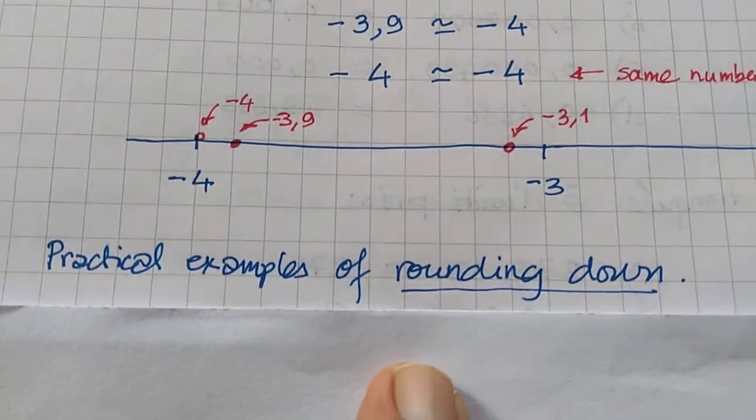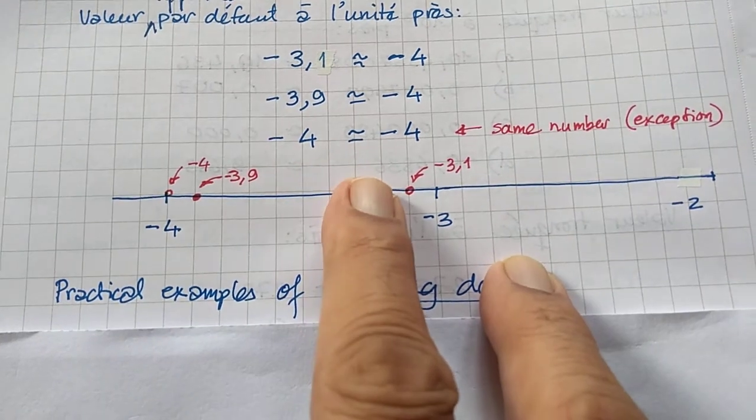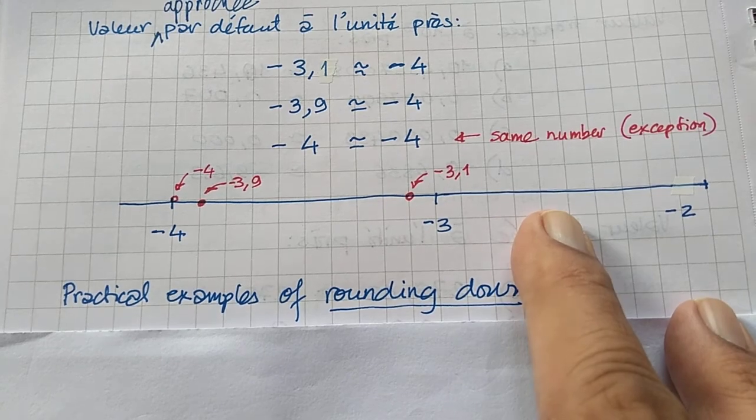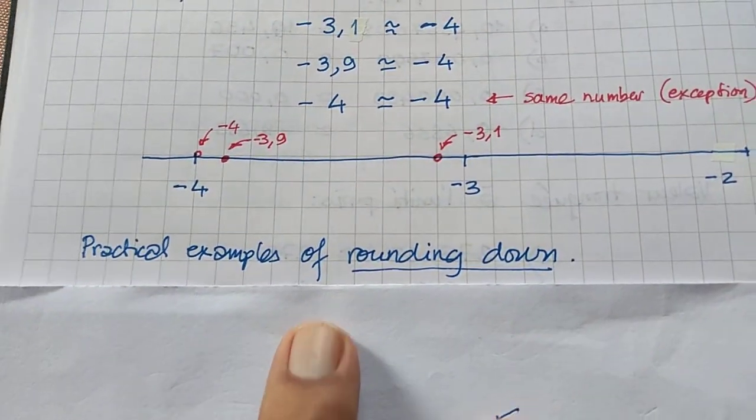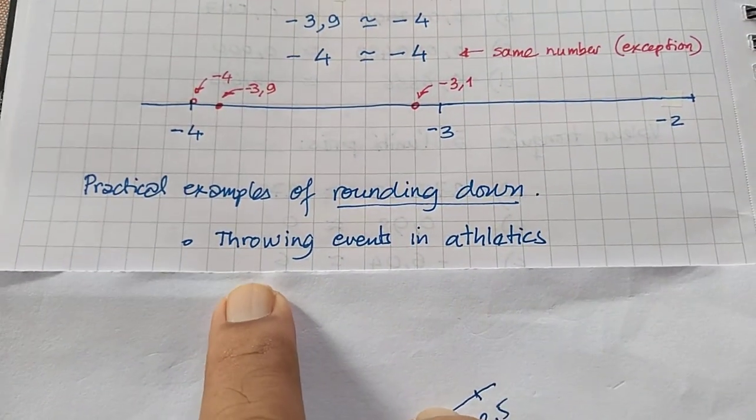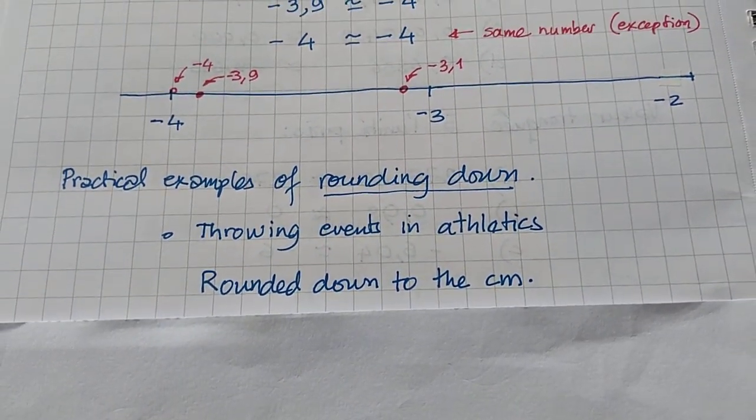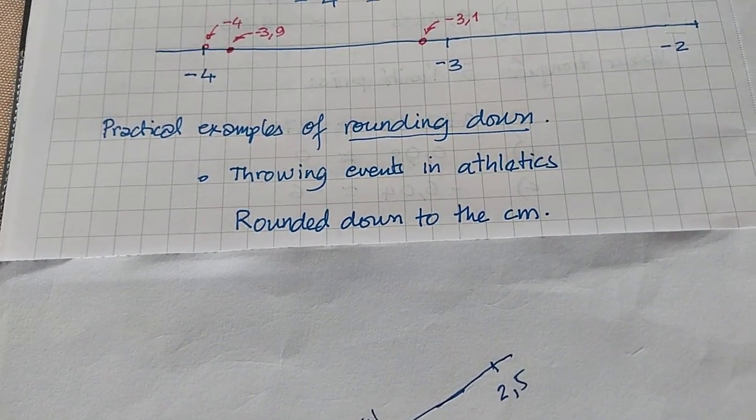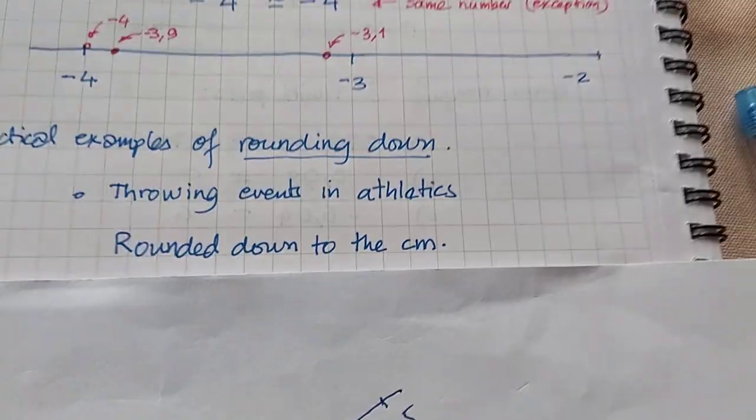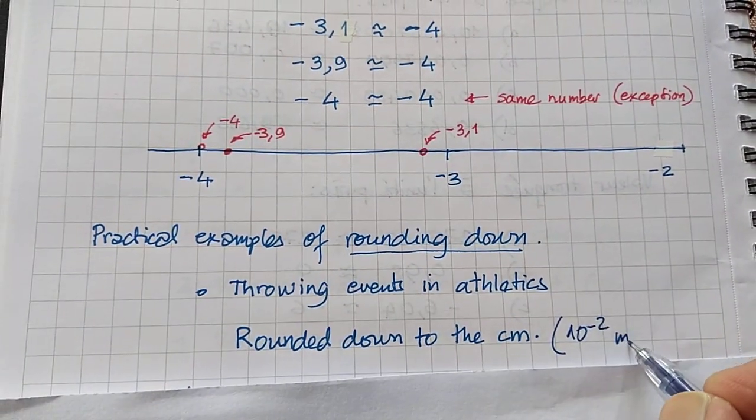Okay. So now where is this used? So practical examples of rounding down. Rounding down is this. You're rounding down to the next lower number. Rounding down to a lower number, rounding up, which is the next type, to a higher number. That we'll do in the next video tomorrow. So one example is throwing events in athletics. In athletics, all results are given in centimeters, that is 10 to the power minus 2 meter.